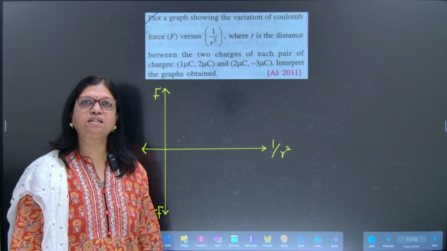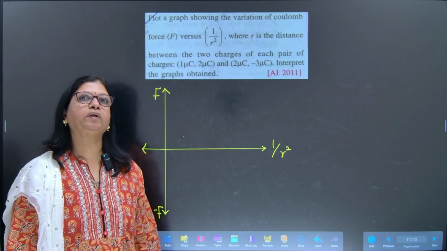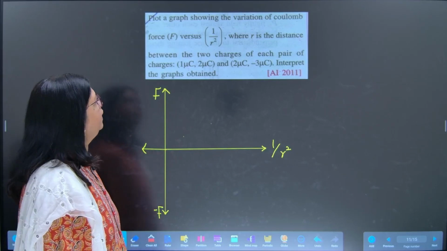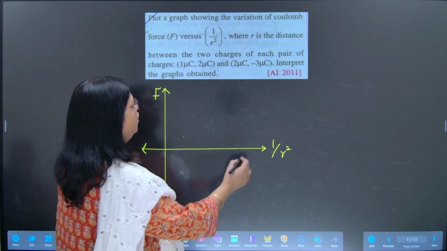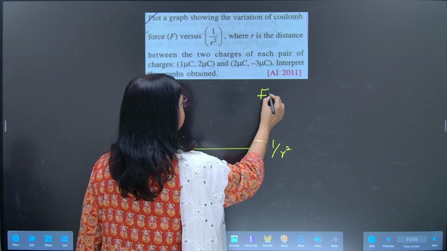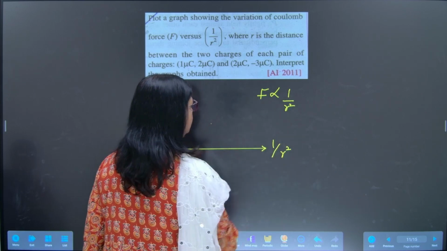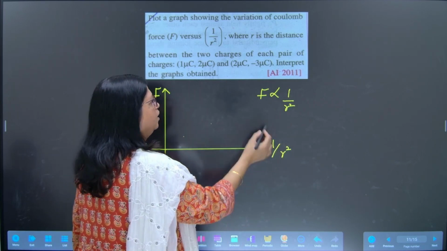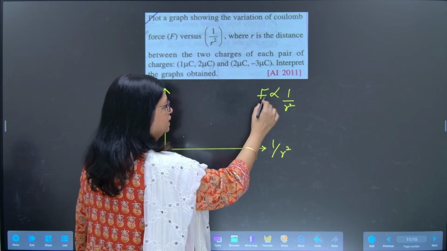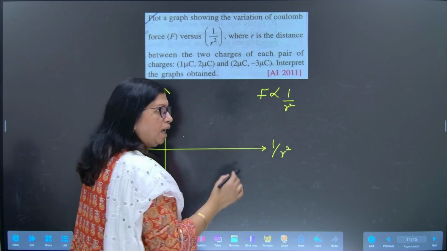Okay, now let us consider one application or a numerical of Coulomb's law. According to Coulomb's law, the force between two charges is inversely proportional to r square, or if we read it the other way, the force between two charges is directly proportional to 1 upon r square.